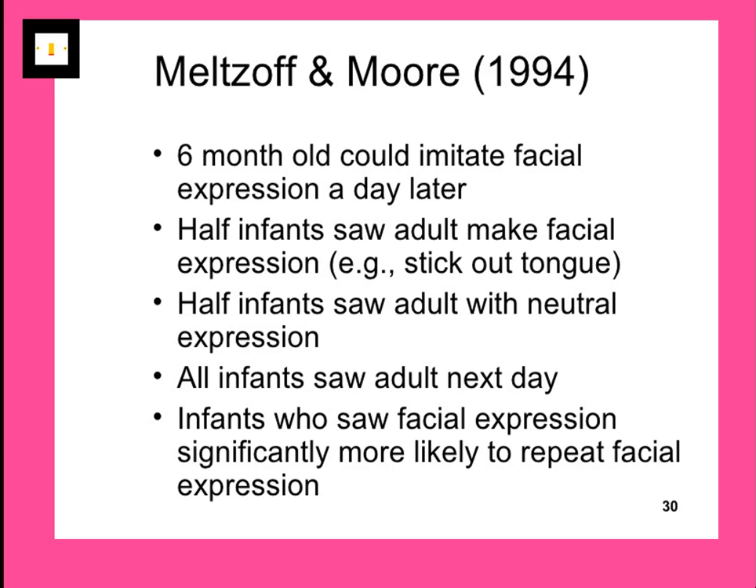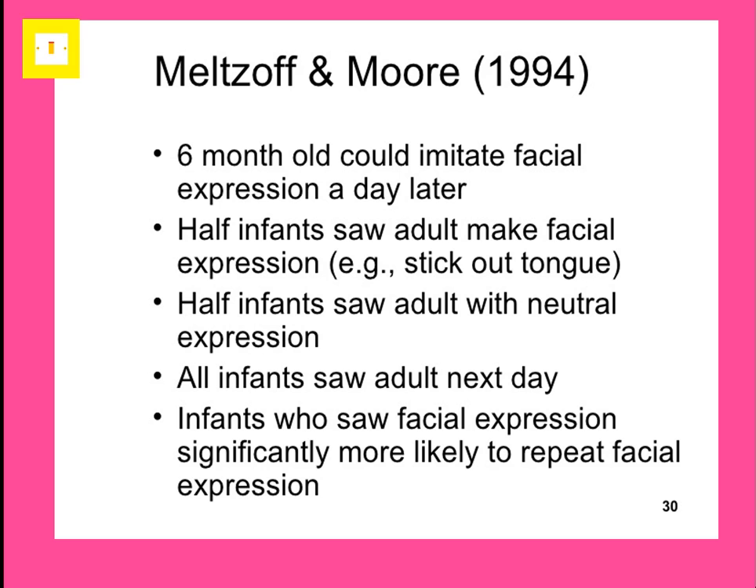Although it says 1994, the original study was done much earlier, but it's always being revised. So basically, infants were exposed, so they saw adults making certain facial expressions. And it was found that a 6-month-old could actually imitate those facial expressions a day later. So half of the infants saw an adult make a facial expression, for example, a tongue protrusion, and half of the infants saw an adult with a very neutral expression.